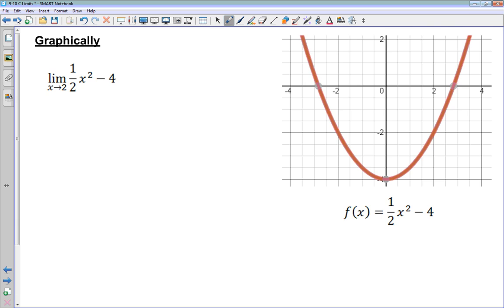So let's move on here and take a look at how you would evaluate more straightforward limits using graphs. Imagine we've got a function f(x) = 1/2 x squared minus 4. This is a nice little parabola that opens up, which we know because the sign of the leading term is positive. It's got a vertex down here at (0, -4). We want to use this graph to evaluate the limit as x tends to 2 of our function, 1/2 x squared minus 4.